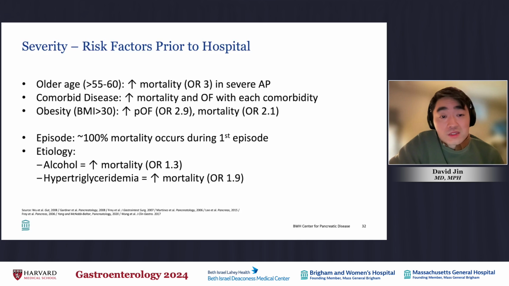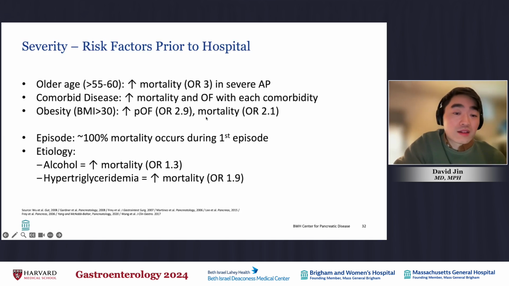Comorbid disease, things like heart failure and COPD, have been shown to increase mortality and organ failure. Obesity with a BMI greater than 30 probably triples the odds of persistent organ failure and doubles the odds of mortality. Importantly, essentially 100% of mortality in acute pancreatitis occurs with the first episode, and recurrent episodes of pancreatitis have negligible mortality.